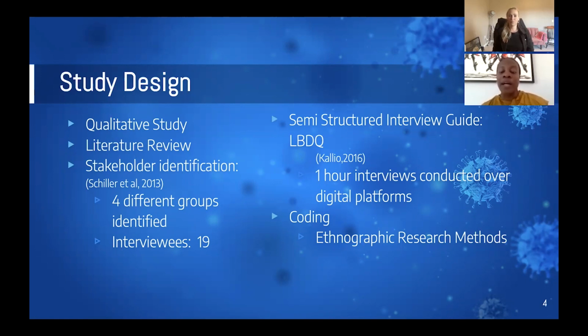Interviews were conducted using the stakeholder identification method described by Schiller et al. in 2013. Four stakeholder groups were identified with a vested interest in important aspects of the COVID-19 pandemic. And they are as follows: policymakers and governments, clinicians and professionals, health and social services providers, and private businesses. Using this framework, 19 stakeholder interviews were conducted in total, and the subject roles were as follows.